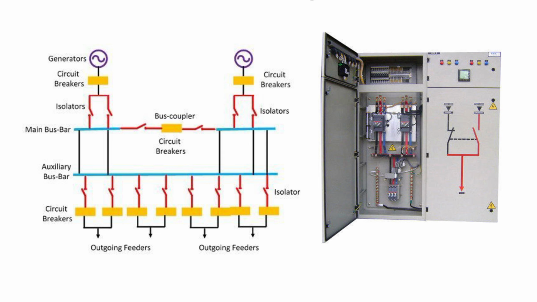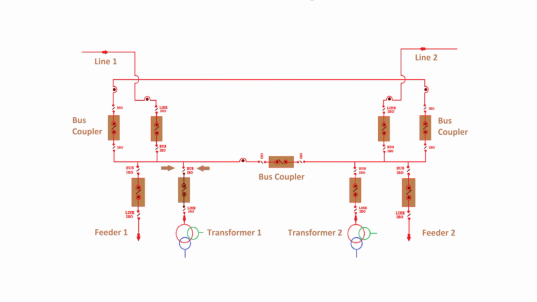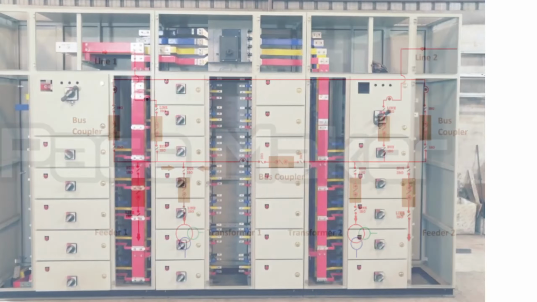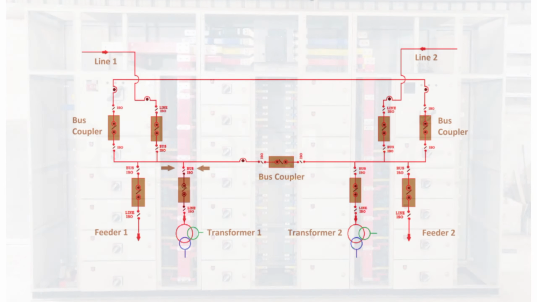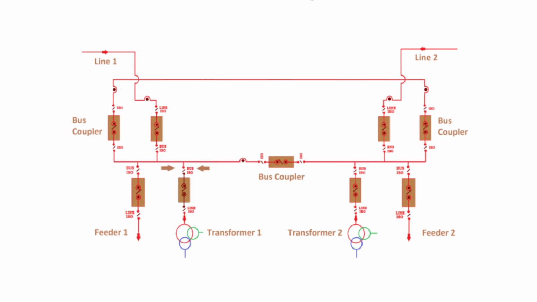Basically, a bus coupler is the combination of a circuit breaker and an isolator in an electrical substation that connects two bus bars to each other. And the main function of using the bus coupler is load transfer. Load transfer means it moves the power from one bus bar to another for maintenance or fault recovery.